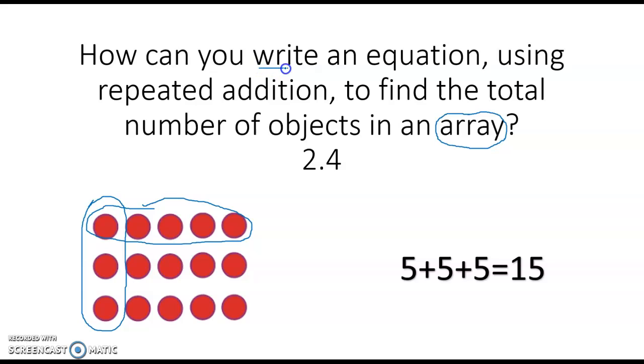We're going to be using more word problems today. And your equations are going to involve repeated addition. Now, repeated addition shows the same number added over and over again. So your addends will all be the same.